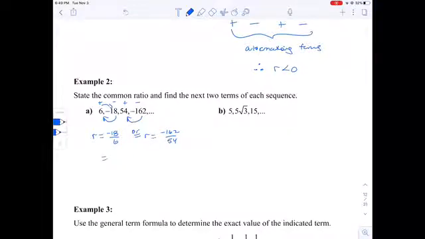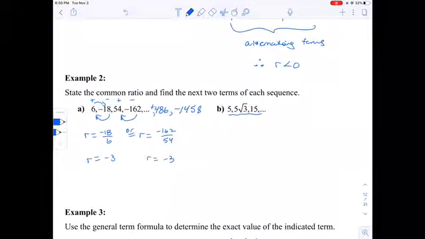And 18 divided by -6, I'm going to get -3. Or 162 divided by -54, we would get negative 3 either way. And now, of course, our next two terms: negative 162 times 3 will give us negative 486, and negative 486 times 3 will give us positive 1,458.